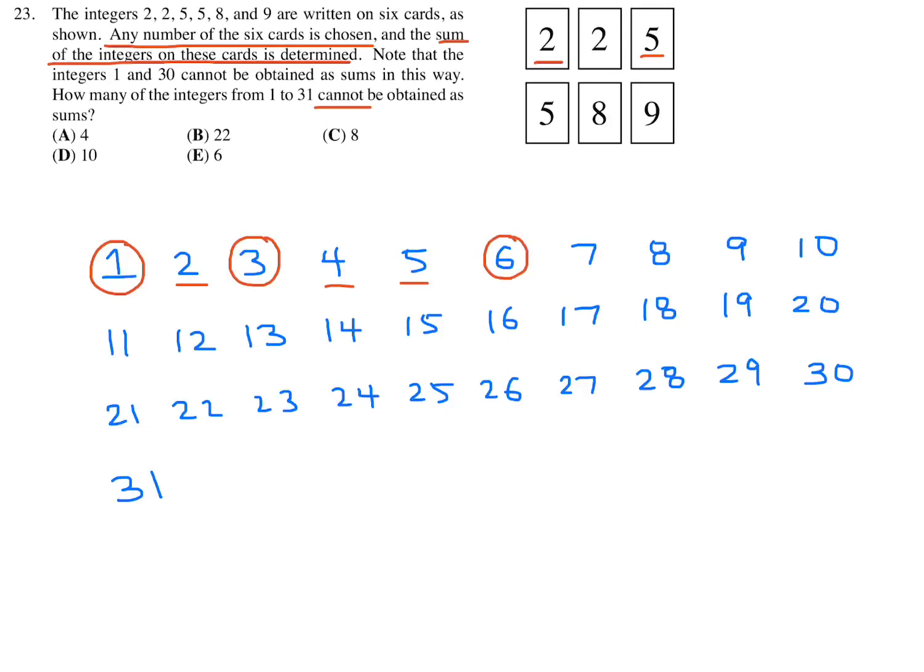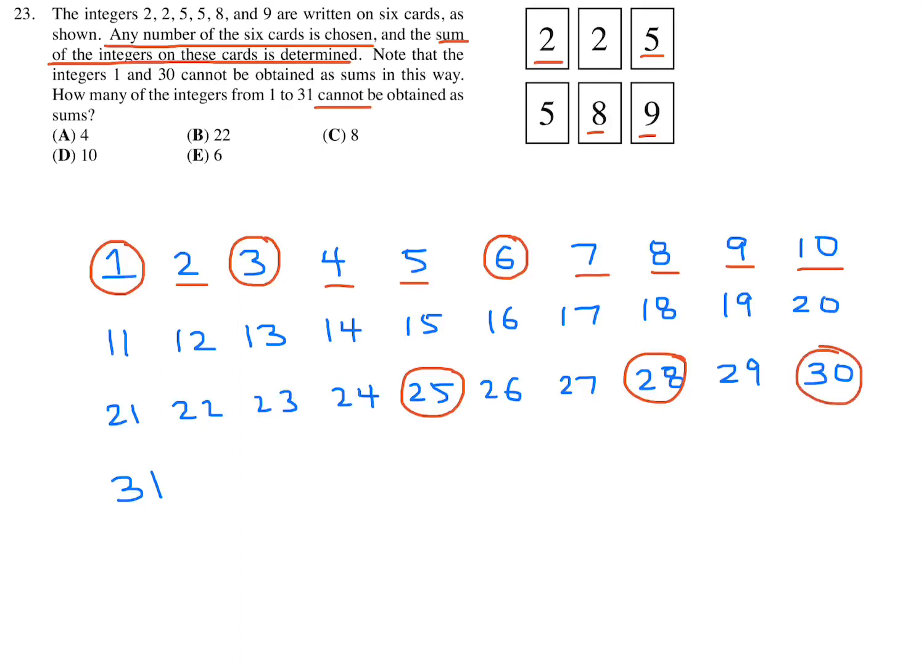7 can be obtained by getting 2 plus 5. 8 is right there. 9 is right there. 10 can be obtained as 5 plus 5. And you just keep going like that. And to spare you the absolute dreariness of that, the only other ones that cannot be obtained is 25. There's no way you can add any of these to get 25. And also 28 and 30.